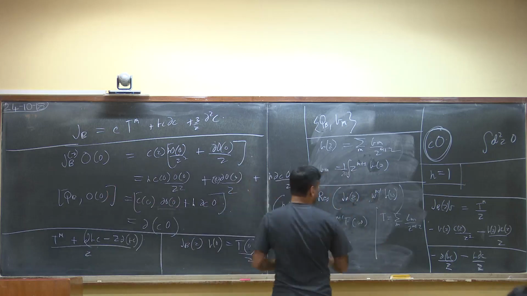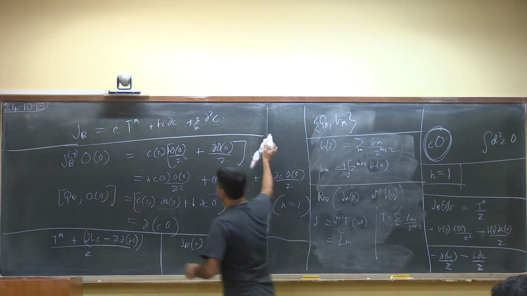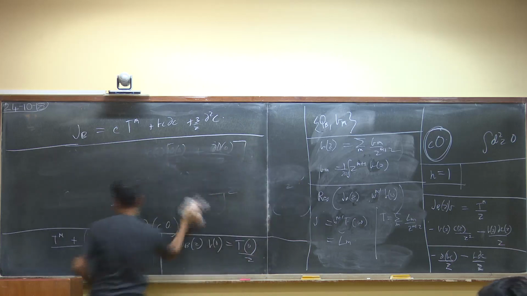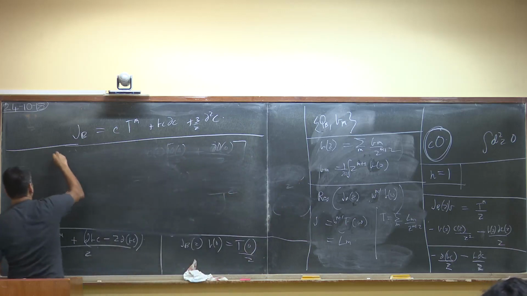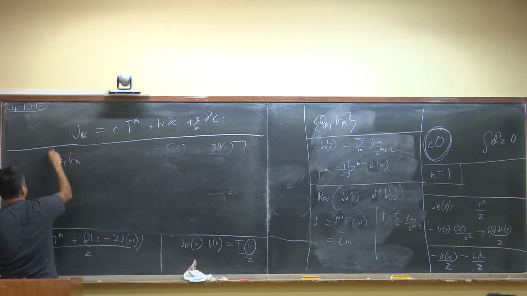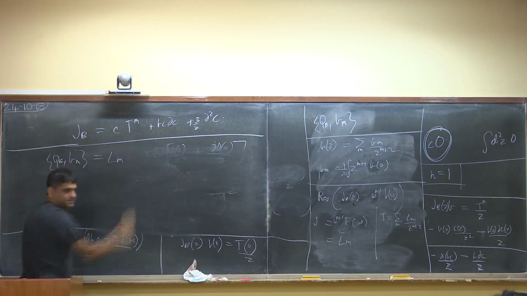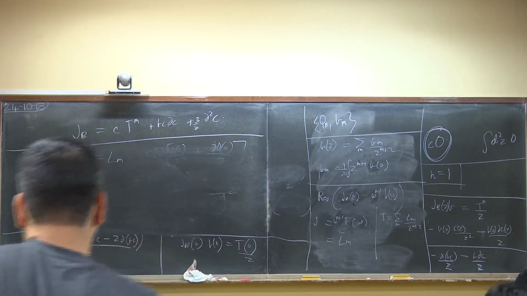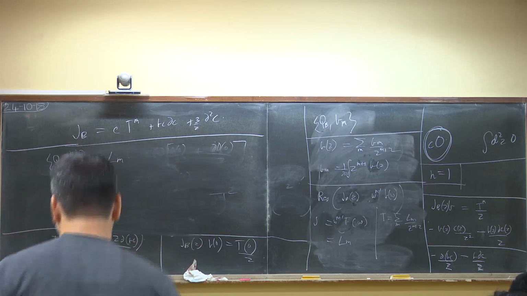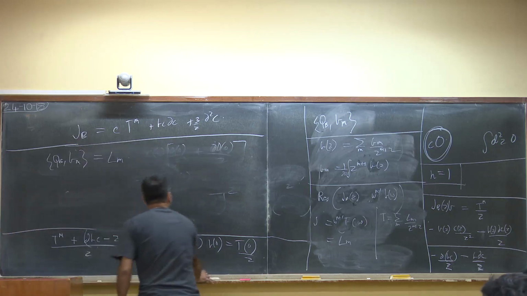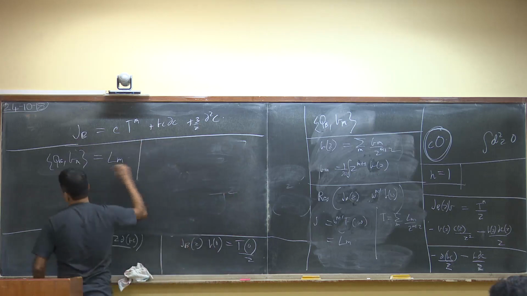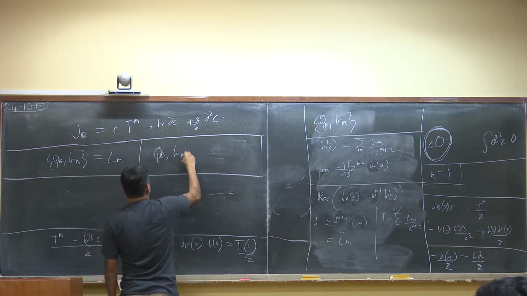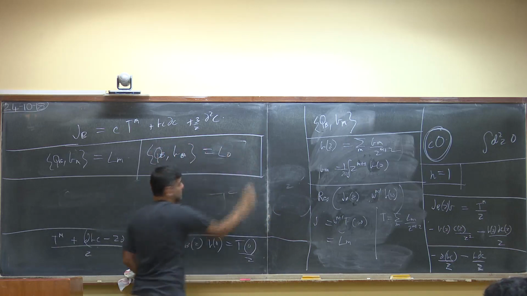Okay? And so we've concluded that the anti-commutator of QBRST with Bm is equal to Lm. In particular, something that will be very important for us will be that QBRST with B0 is equal to L0.